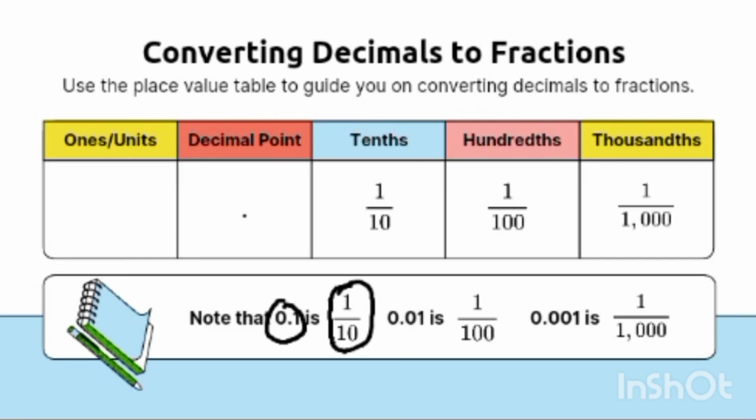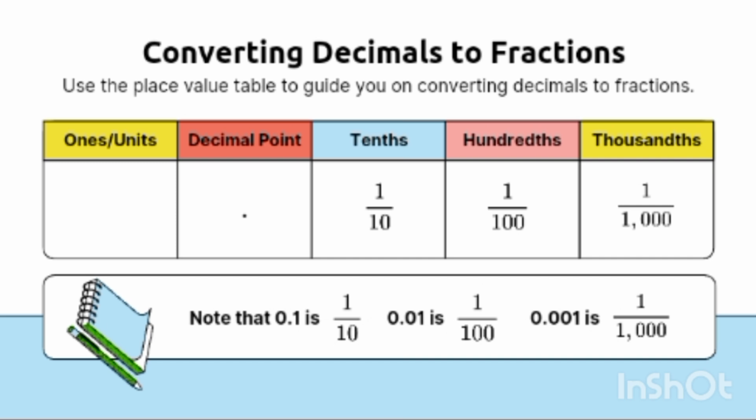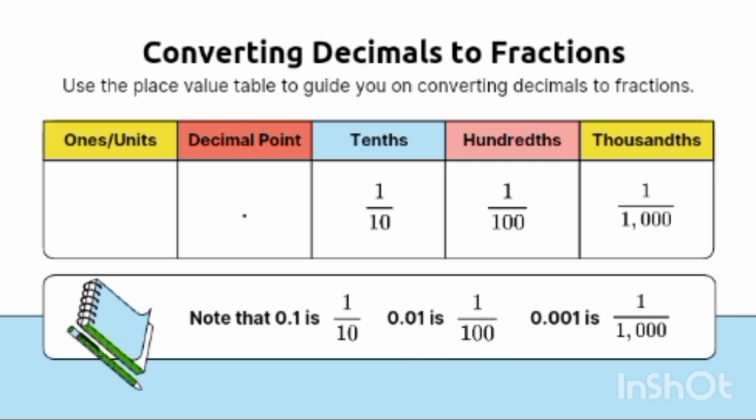If you convert 0.1 into a fraction, it will be 1 by 10. 0.01 is 1 by 100. 0.001 is 1 by 1000. If you notice, after the point, if there is one digit, it means there will be one zero. If there are two digits, there will be two zeros. If there are three digits, there will be three zeros. This will help you get what will be in the denominator.